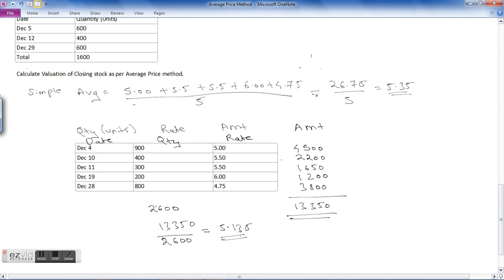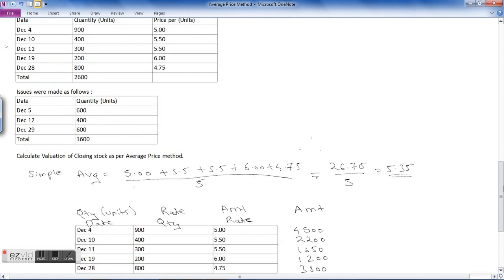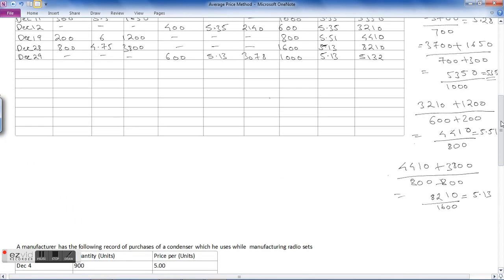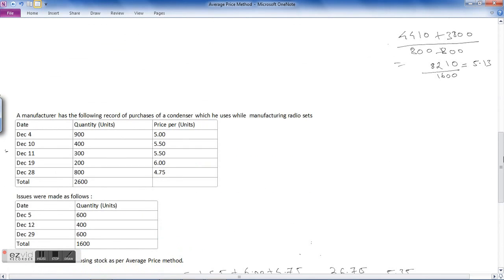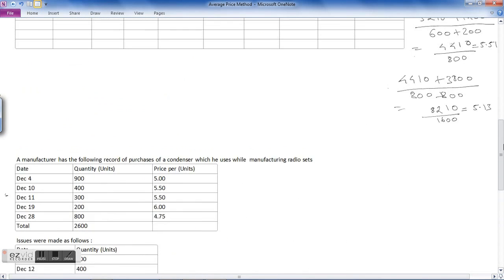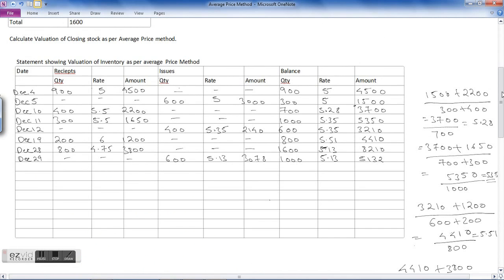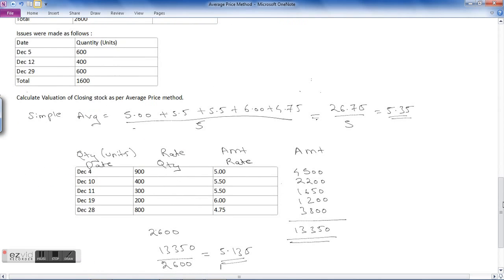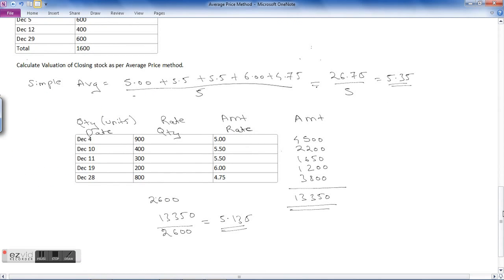so that comes to 5.135. Now if you see using the stock register, the rate that we got is 5.132, so there is some rounding difference. So if you calculate it by weighted average method, your amount will be more or less equal to the method where calculated using your stock register. So weighted average method is more appropriate as compared to simple average. So that's it about average price method of stock valuation. Thank you.